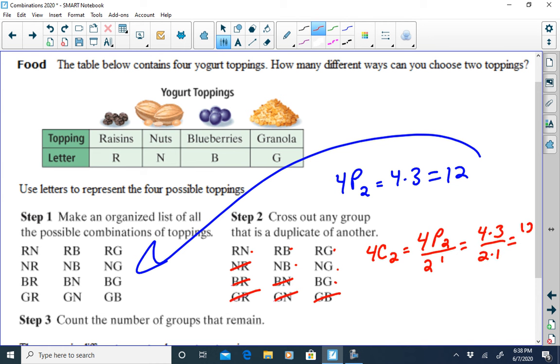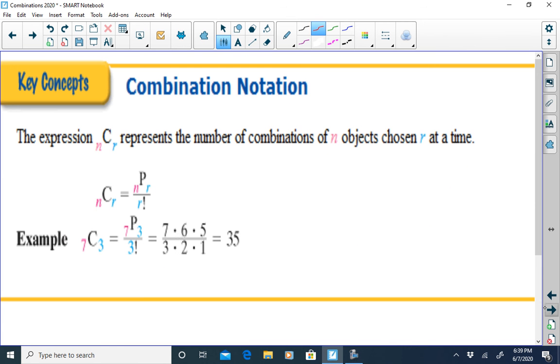4 times 3 is 12. 2 times 1 is 2. 12 divided by 2 gives us the 1, 2, 3, 4, 5, 6 different combinations. By dividing by the factorial of the number of items taken at a time, you are eliminating the duplicates of an item. That's why we're dividing by that 2 factorial. And that's what we see here. We find the number of permutations, and then we divide by 3 factorial to eliminate the duplicates, and that's where we would get 35.